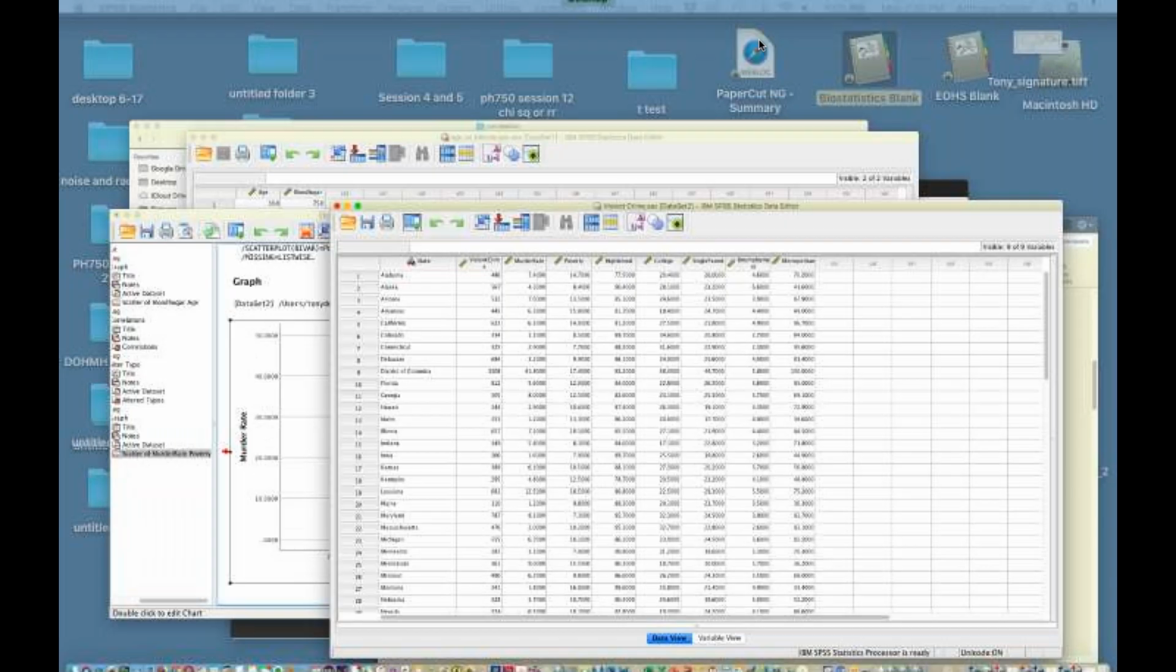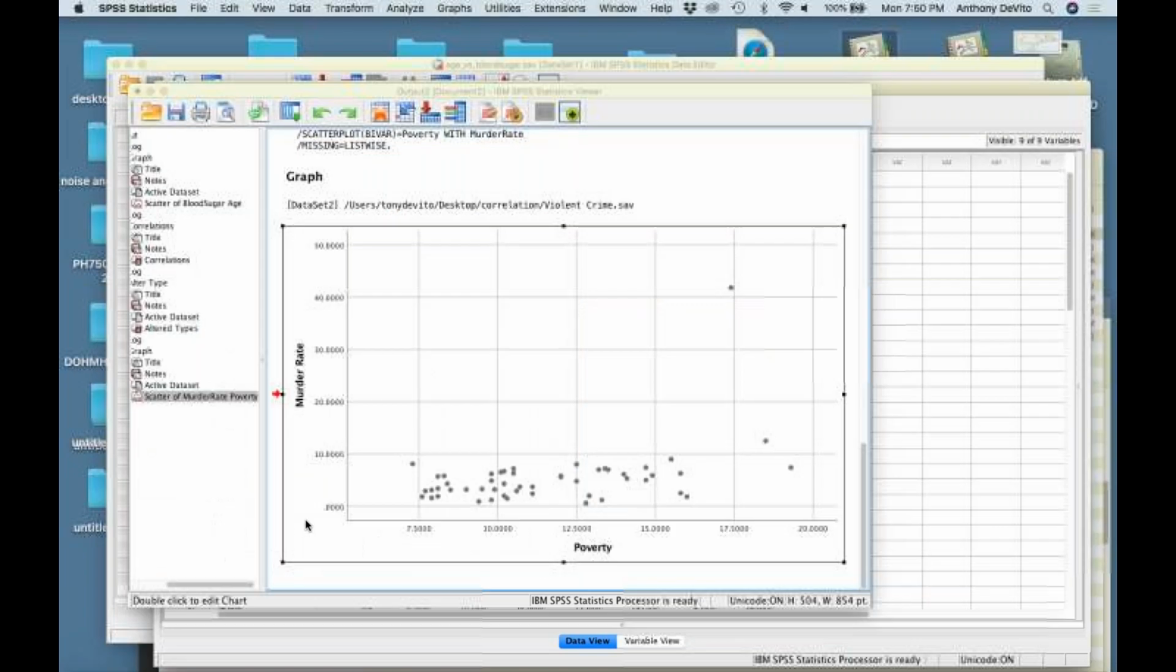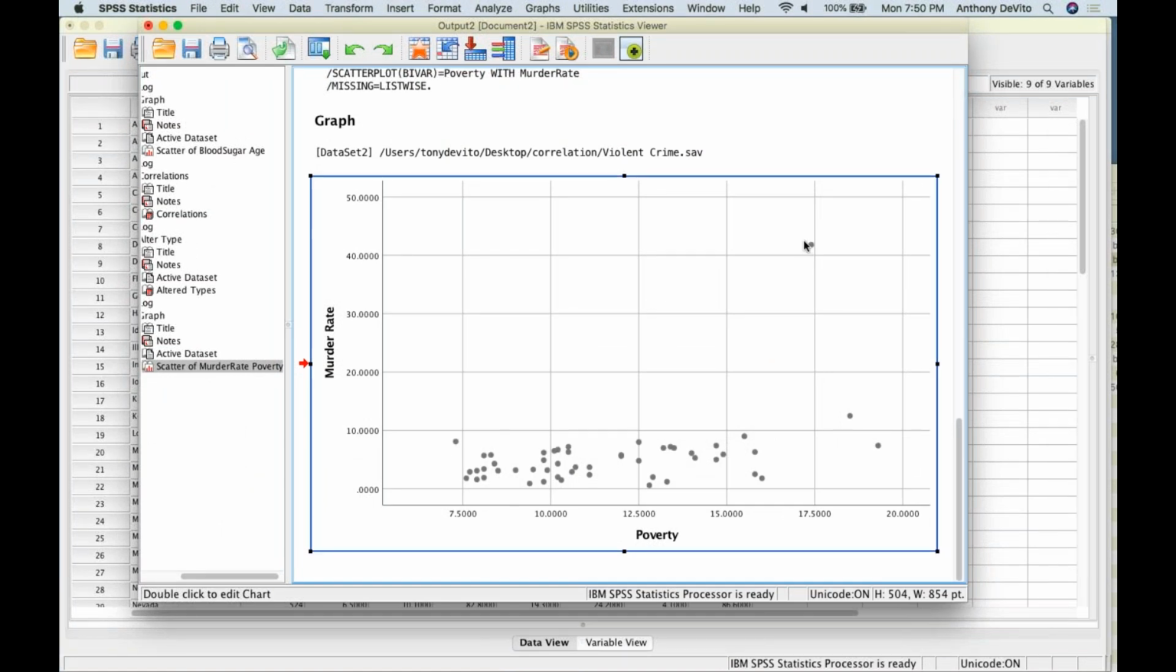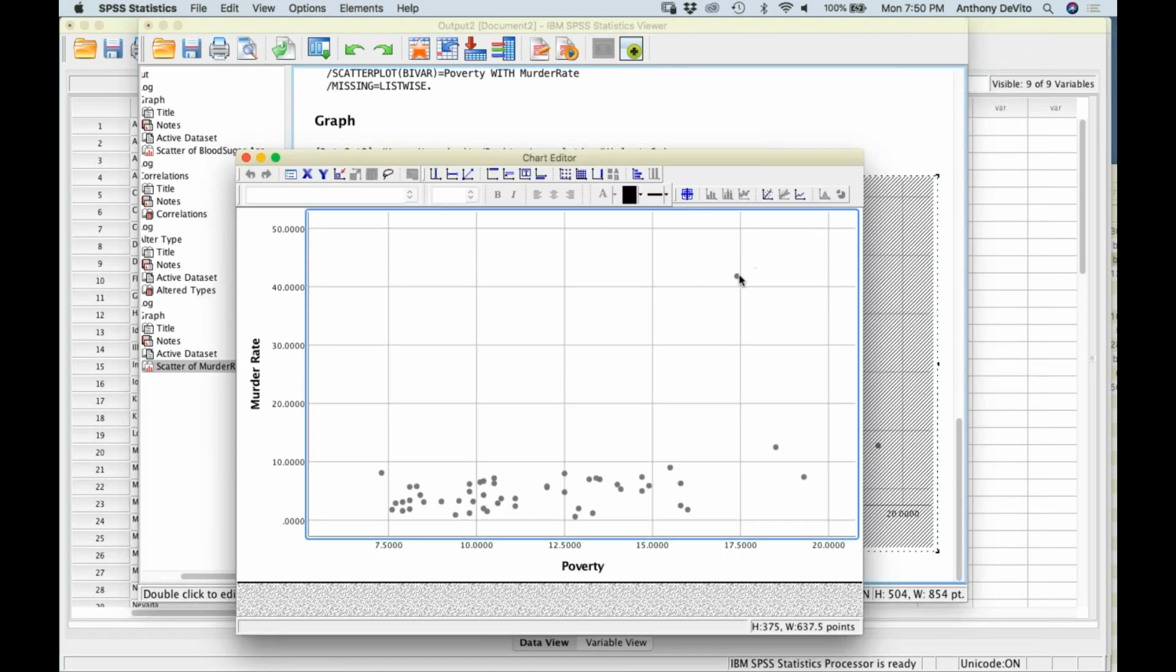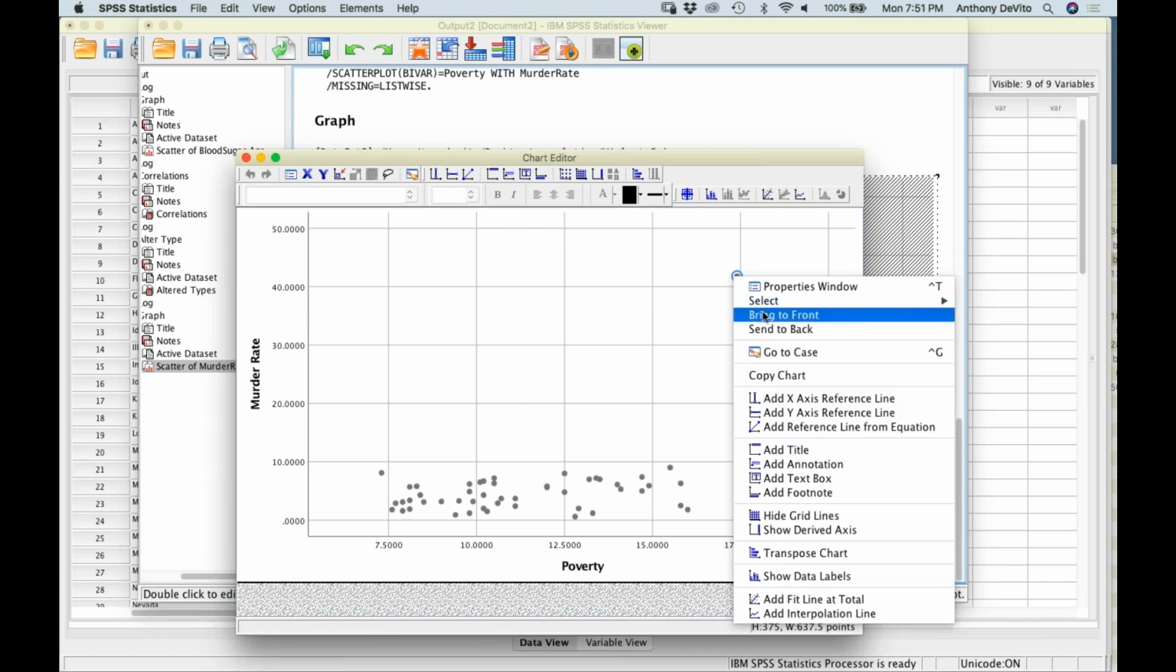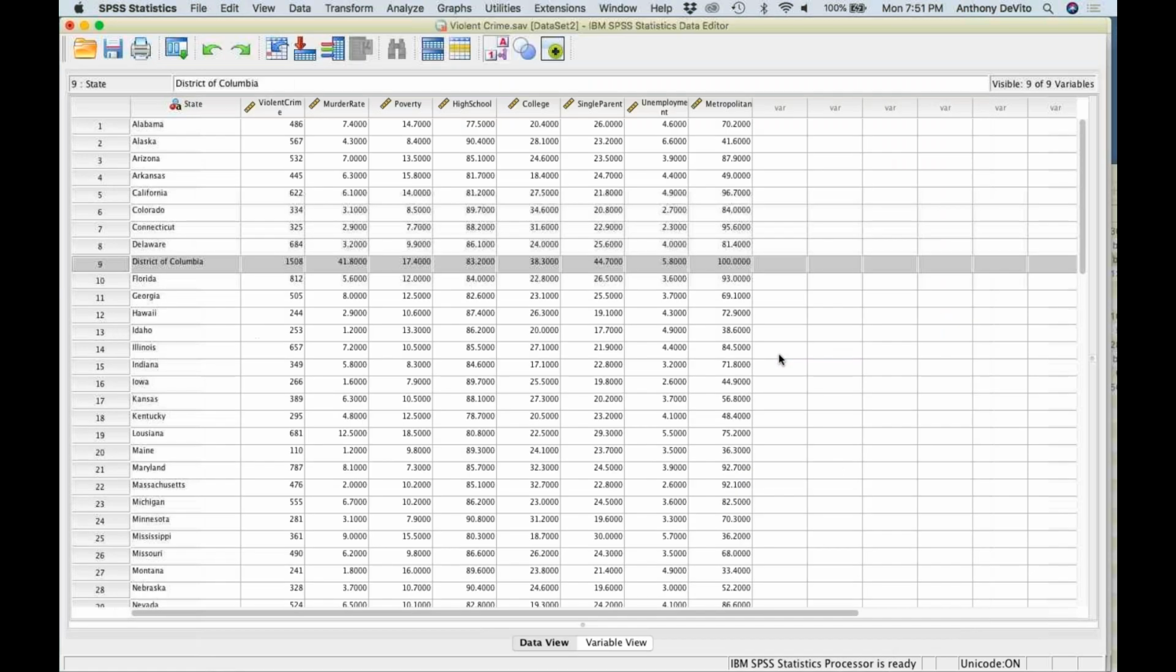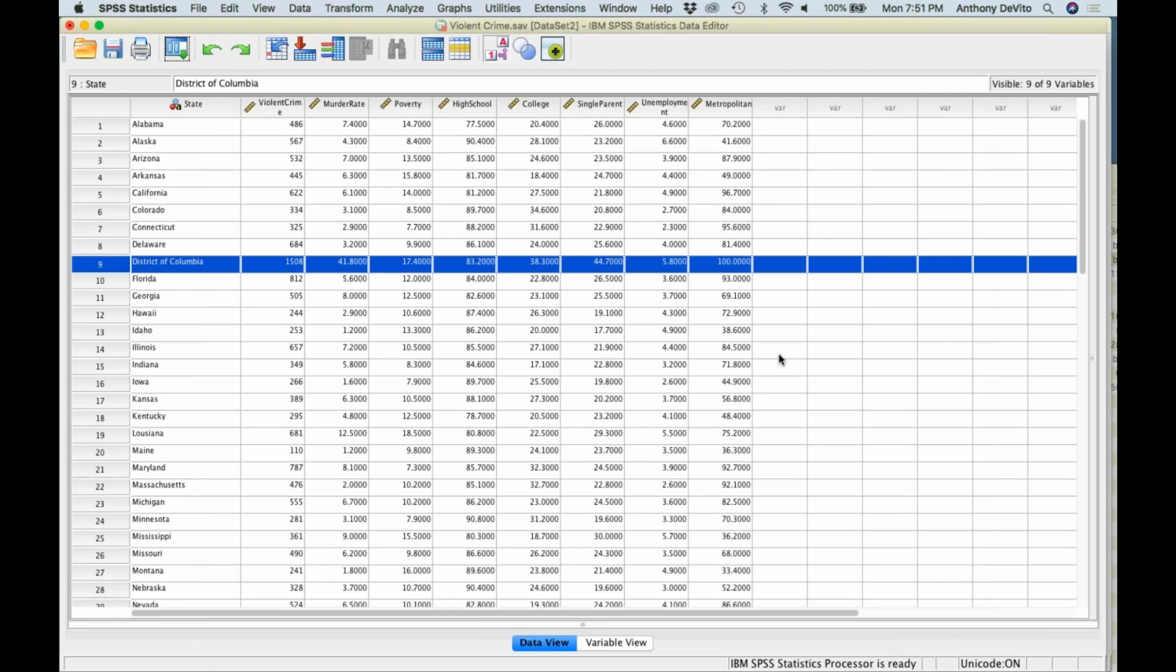Actually, there's a way for you to tell. I just want to show you that there is indeed a way for you to tell. If I click on that, I should be able to get it to tell me the number. Okay, where is it? Go to case. There's the case right there. You can go to case. That's a right click. Click on the dot. Go to case. District of Columbia.